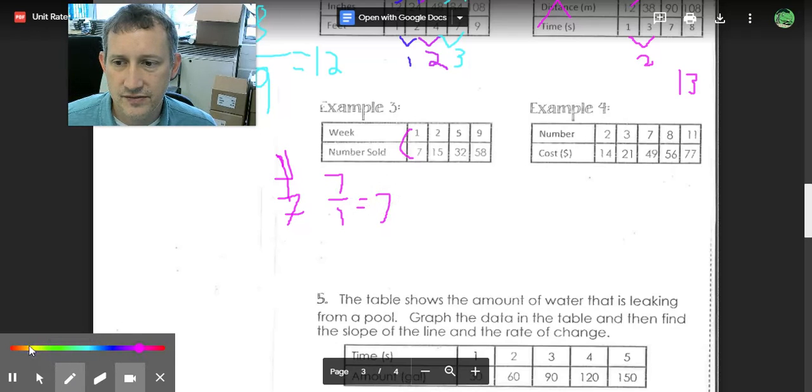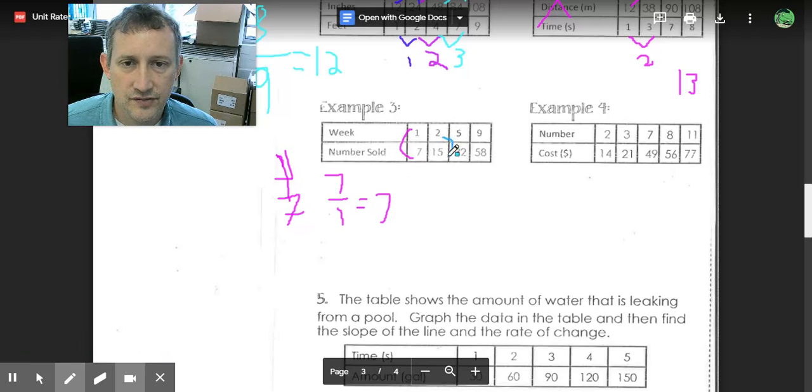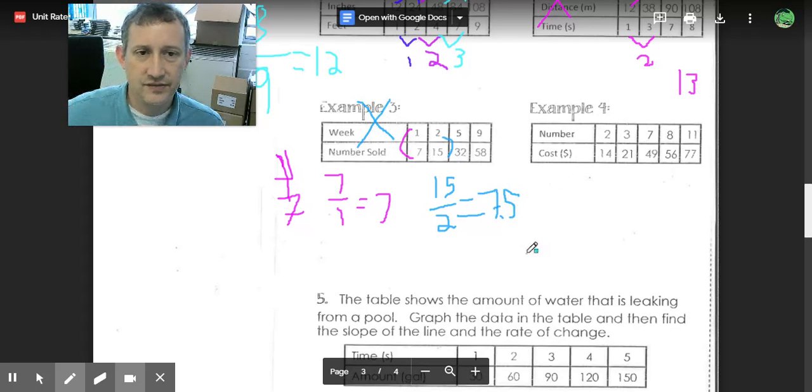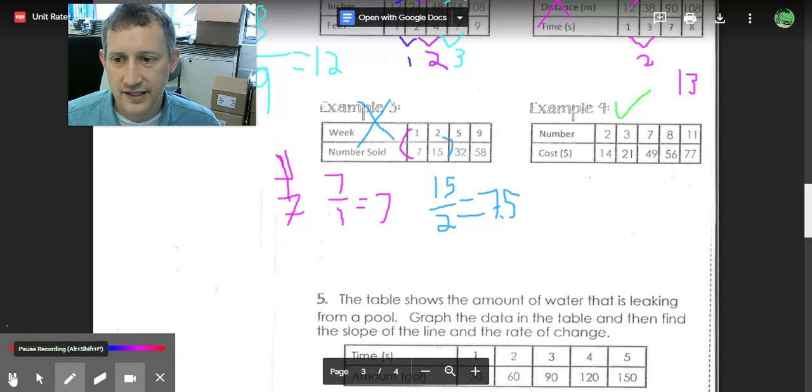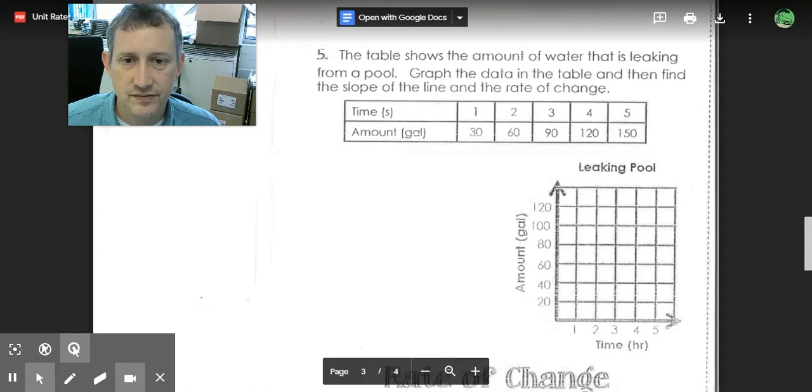And let's try this one out. 15 over 2. What's 15 divided by 2? Does that equal 7? No, that equals 7.5. So this one is not constant, it's variable. This last one, just to let you know, is variable. You're going by sevens. So this one's a check mark. All right, now let's go ahead and look at the next one.